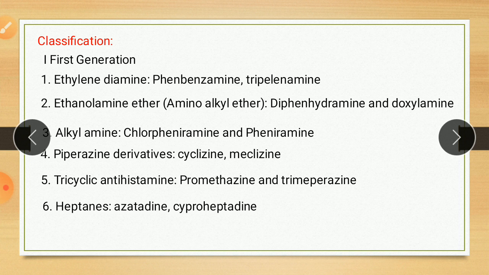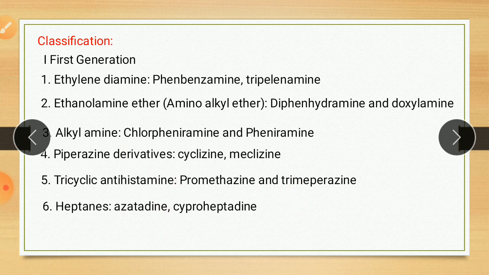So the classification of antihistamine: the first class is first generation, and there are 6 classes. That is ethylene diamine derivative, example phenbenzamine, tripelennamine. Then the second one is ethanolamine ether, called amino alkyl ether, example diphenhydramine and doxylamine. Third one is alkyl amines, example chlorpheniramine and pheniramine. Fourth one is piperazine derivative, example cyclizine, meclizine. Fifth one, tricyclic antihistamine, promethazine, trimeprazine. Sixth one is heptanes, example azatadine, cyproheptadine.